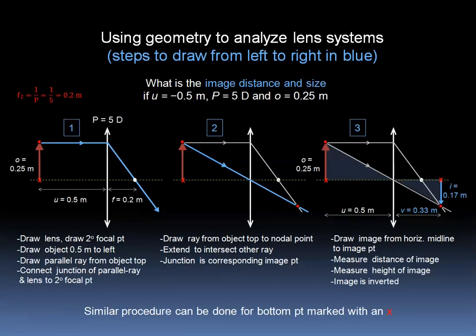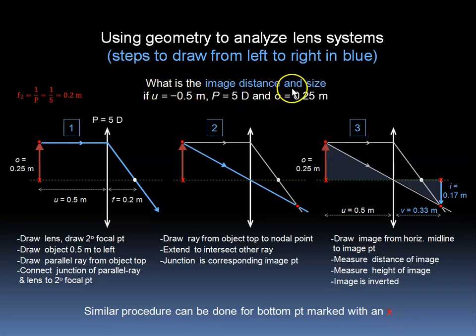Up until now, we have generally been using algebra to calculate the relationship between object and image. We can also use geometry to analyze lens systems.